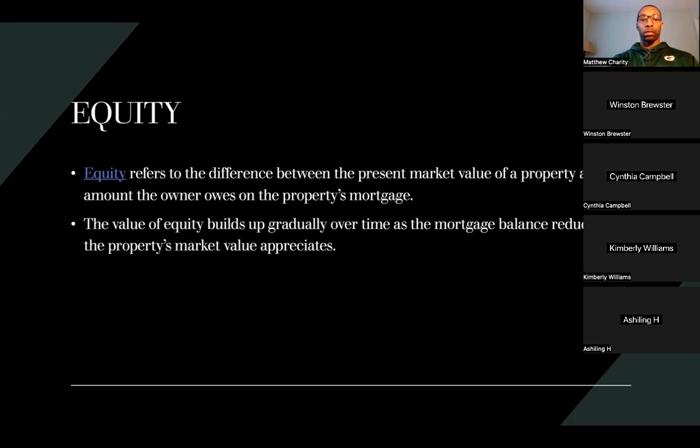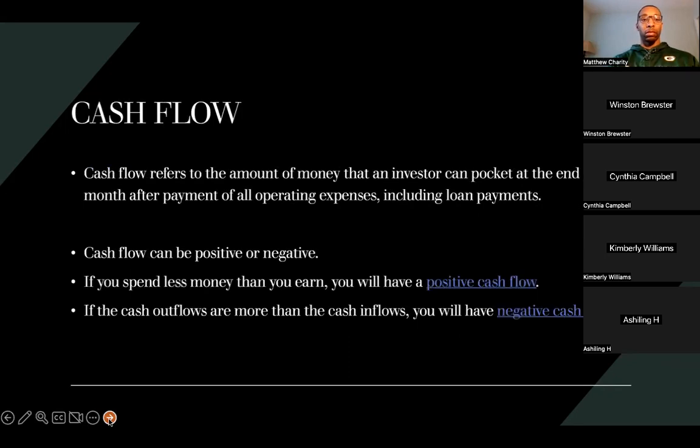Equity is the difference between the value of the property and what you owe. So that's pretty simple. If you have a house that's worth $200,000 and you owe $150,000 on your mortgage, your equity is $50,000. The value of equity builds up gradually over time, obviously, as you pay down your mortgage every month, and depending on the market, the property appreciates. So equity is a very simple term.